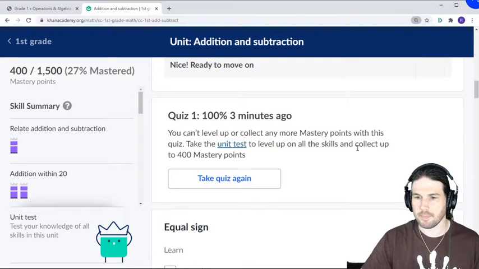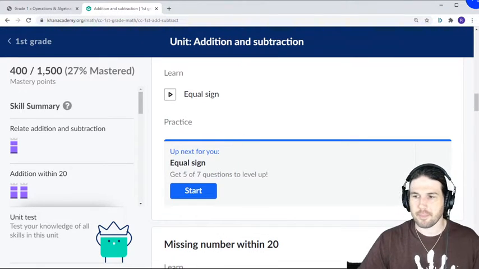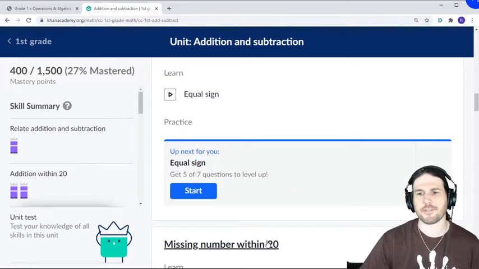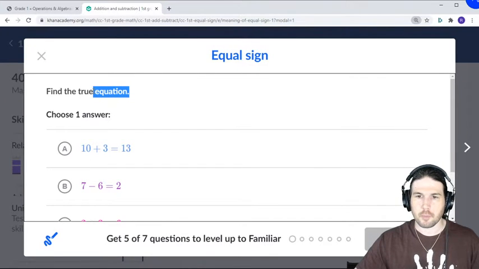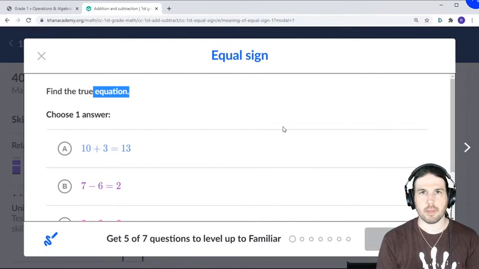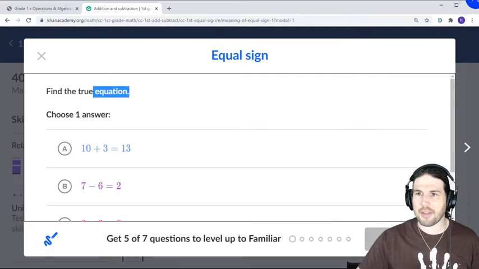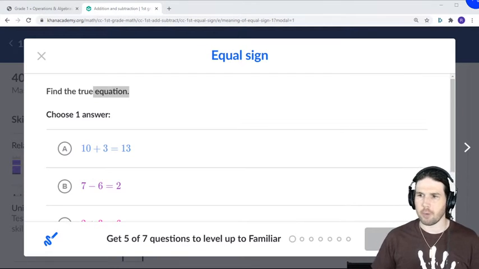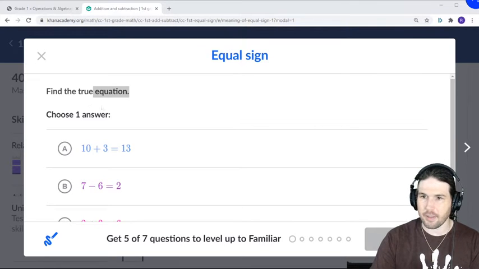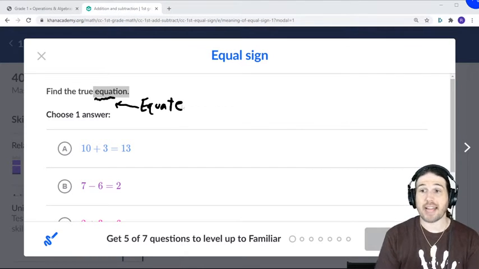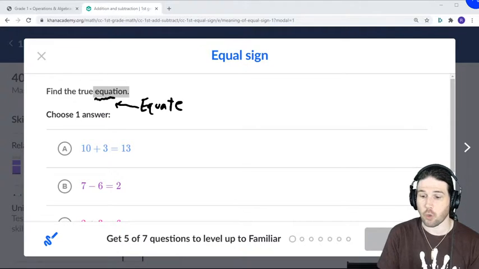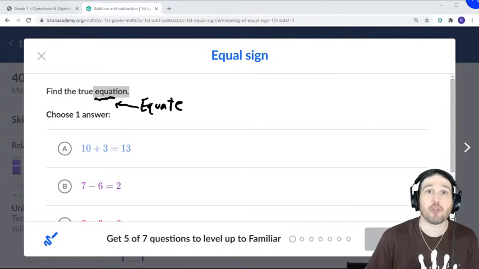Okay, so that's quiz 1. Now we've got this equal sign, and we're going to learn what the equal sign means for the first real time. This word equation, I think it's very, very important that we look at the word equation as equate, right? That's what the beginning of the word equation means, is equate. E-Q-U-A-T-E, to equate, to make equal.